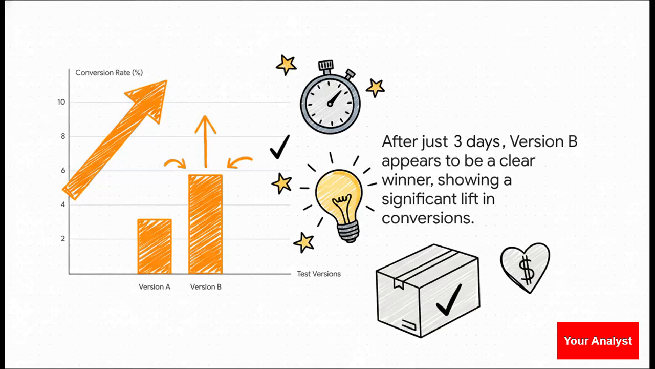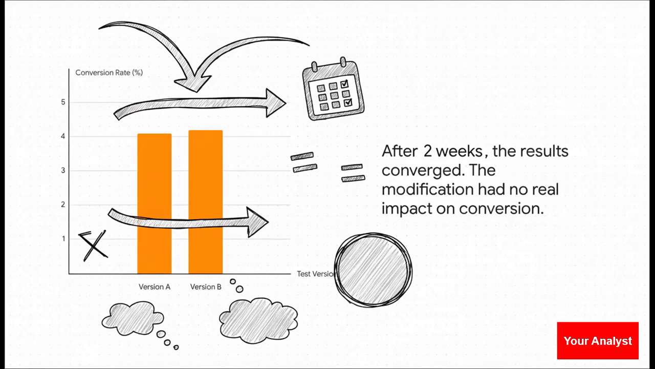Look at this. After just 3 days, version B looks like a home run, a clear winner. The temptation to just stop the test right there and ship it is huge. But watch what happens when we're just a little more patient. After 2 weeks, the results have totally evened out. That big lead just disappeared as a more normal, representative mix of users saw the test. Turns out the change didn't really have an impact at all. Ending that test early would have been a big mistake.